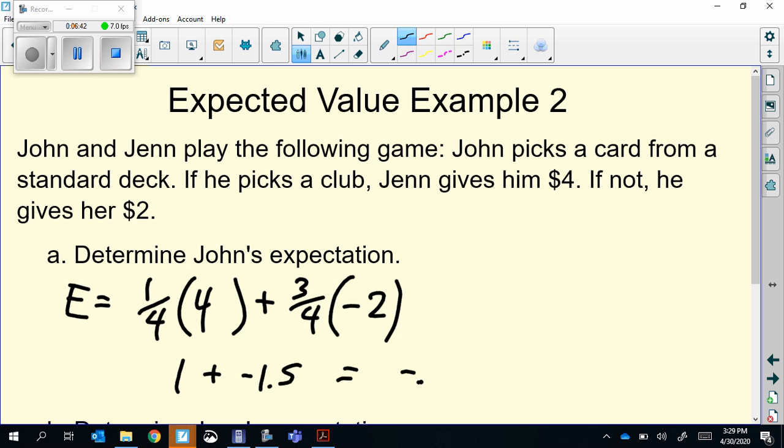So this is -0.5. So what that means is his expectation is for every round that he plays, he's basically expected to lose 50 cents.